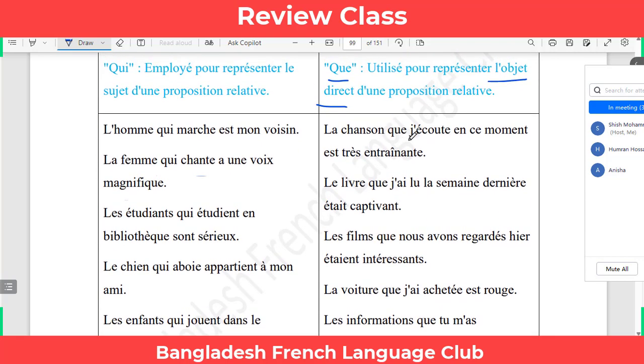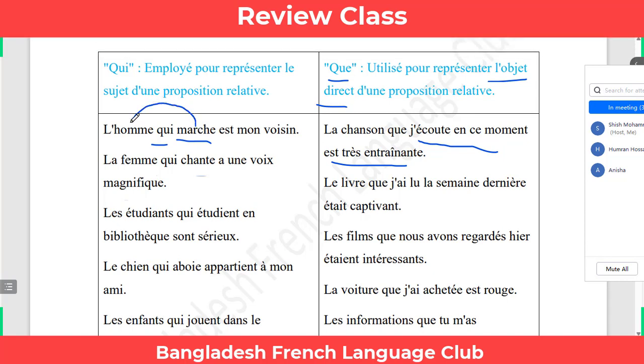Here you can see that after the que, here is the subject and verb, like j'écoute en ce moment. There are two sentences there. But after the qui, the verb takes its place, right? And most importantly, after the qui, the verb must follow the previous subject.